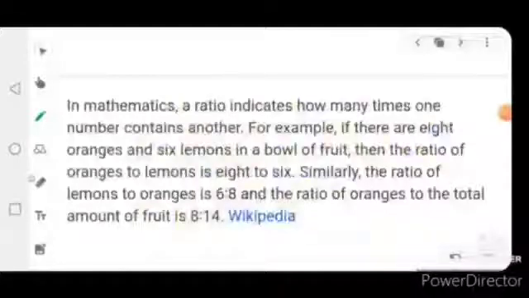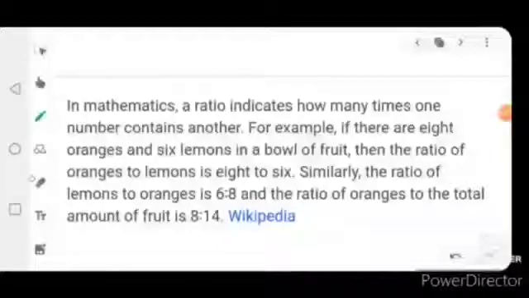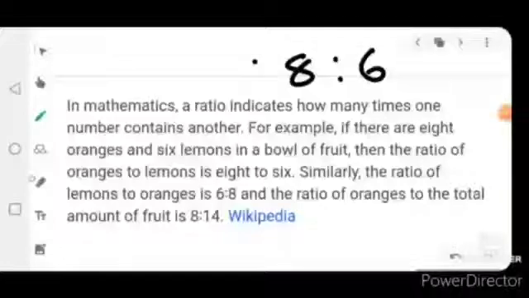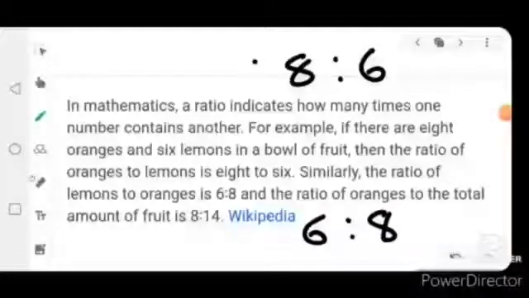Now in mathematics, another definition of ratio is that a ratio indicates how many times one number contains another number. For example, if there are 8 oranges and 6 lemons in a bowl of fruit, then the ratio of oranges to lemons is 8:6, and the ratio of lemons to oranges is 6:8. In this way we can compare two things.